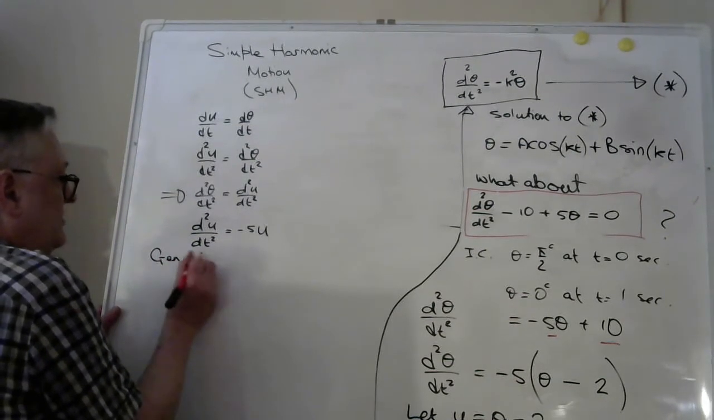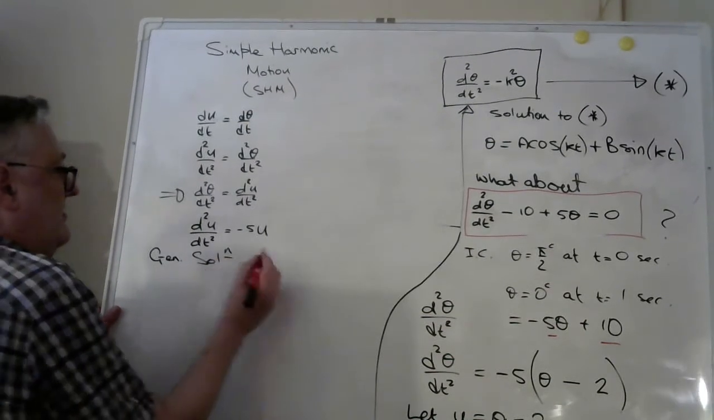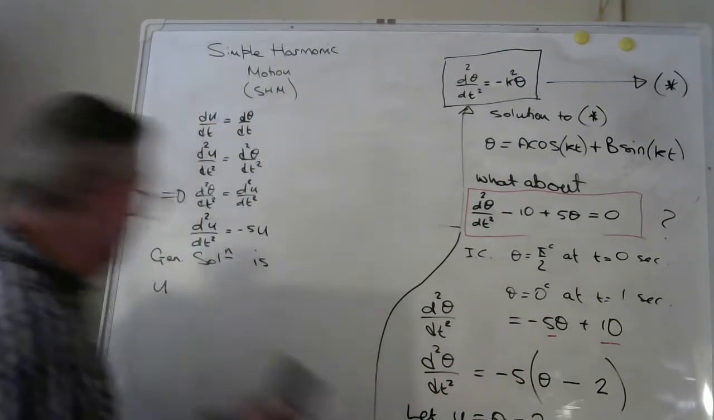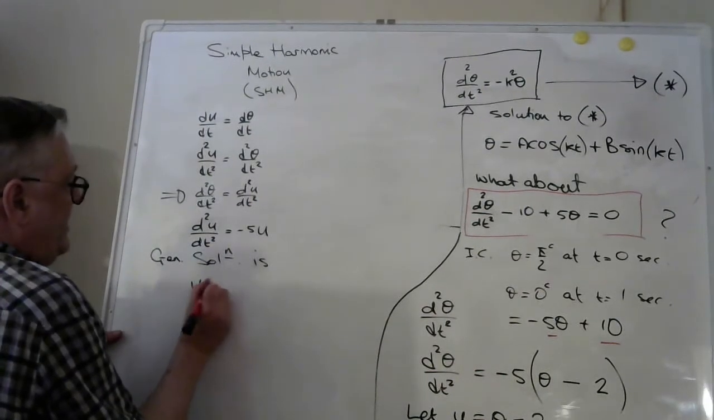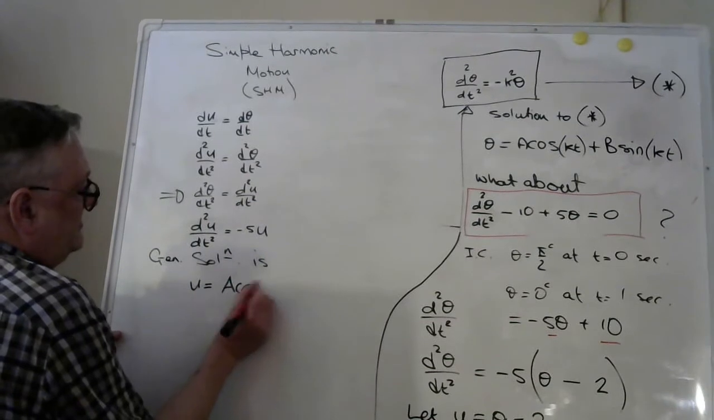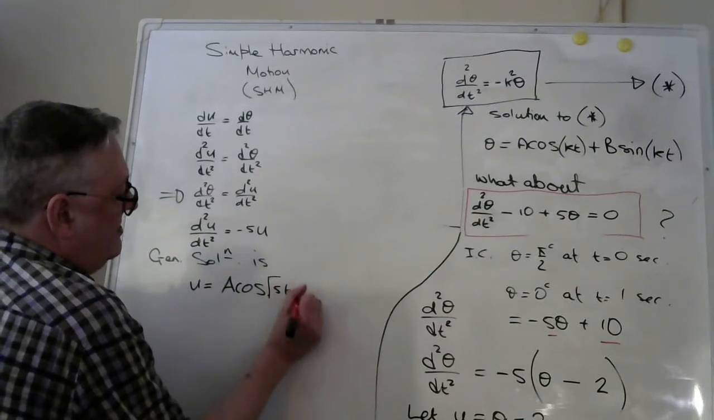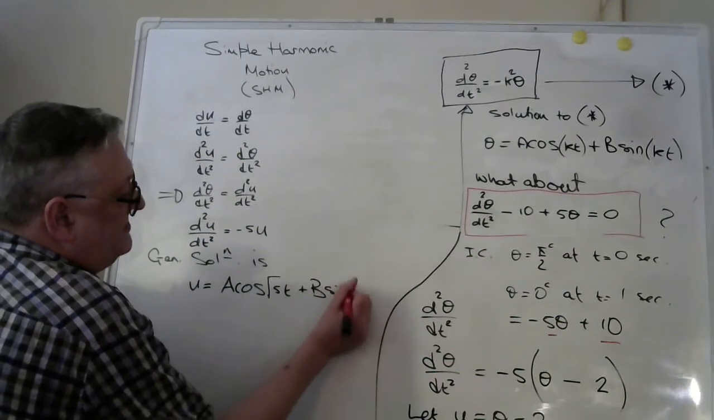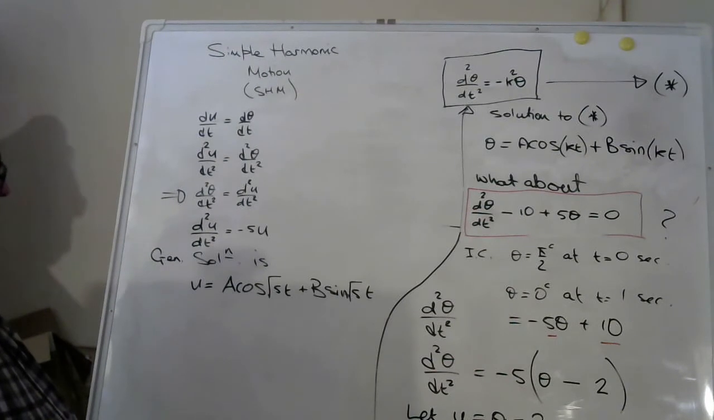So the general solution is u equals a cos, it's going to be the square root of 5 times t, plus b sine the square root of 5t. Okay, but we need to rewrite it back in terms of theta.